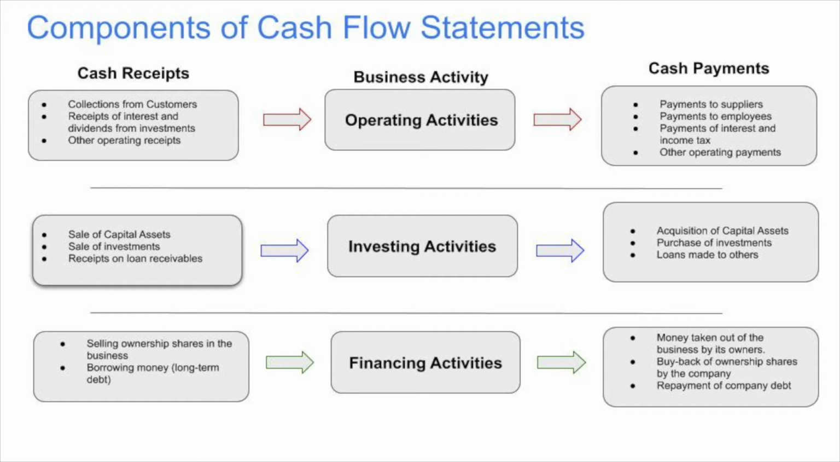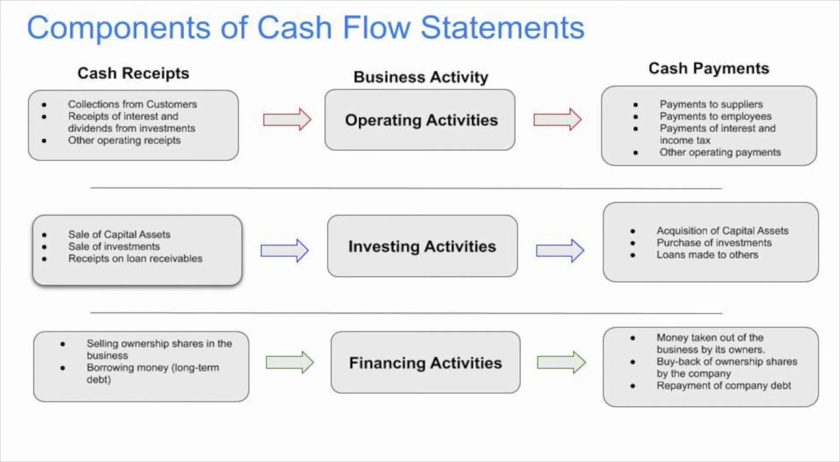In terms of cash payments for investment activities, acquisition of capital assets. You go buy a new tractor, for example. If you're a construction firm, that's an example of acquisition of capital assets, and you pay money out for that. Purchase of investments. So you go buy interest in another firm, or loans made to others. This is money going out. Again, tends to be longer term.